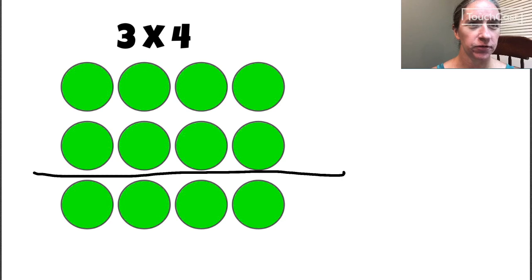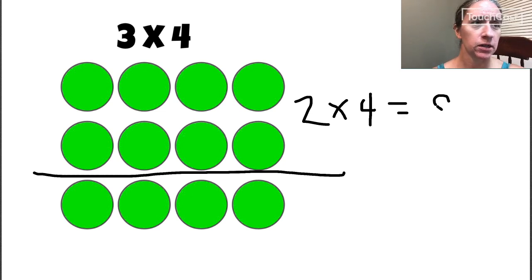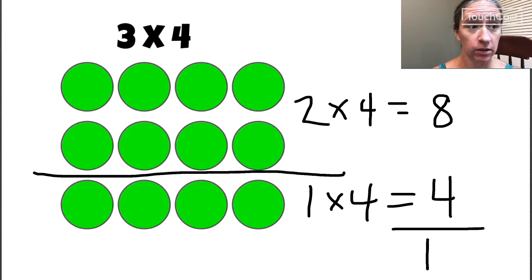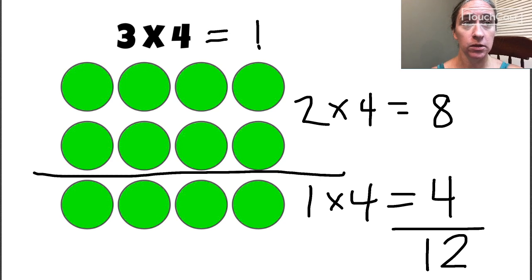So if I look at just the first section, that's 2 times 4. And I know what 2 times 4 is. 2 times 4 equals 8. The bottom section is really like 1 times 4. And I know that 1 times 4 equals 4. So if I take the top section and the bottom section and add them together, I get 12. So 3 times 4 equals 12.